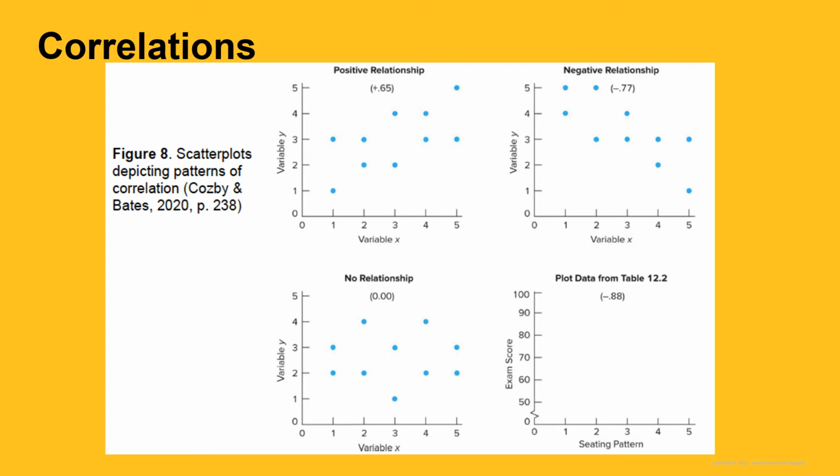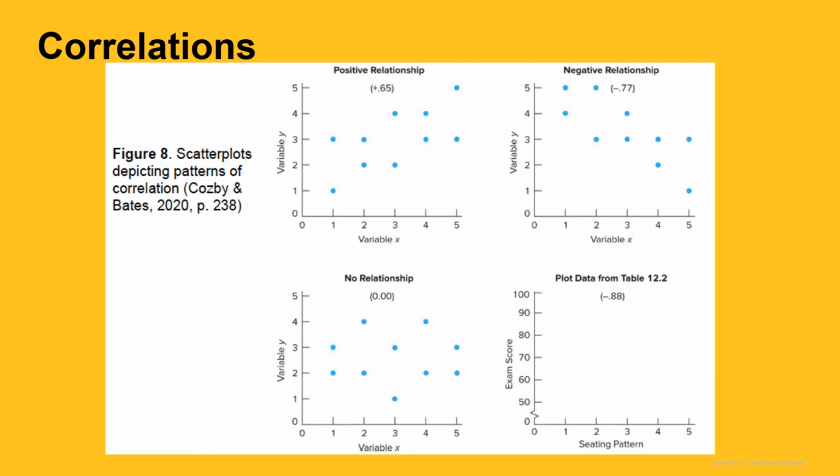In the upper left corner, you see the label positive relationship. In that positive relationship, you can see a general trend that as the value of y increases, so does the value of x in general. If you wanted to plot a line through all those values, you would probably see a line that goes upwards from left to right.